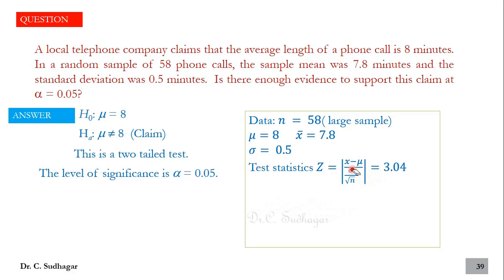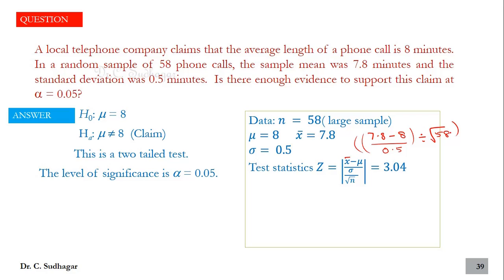Calculate all the values and substitute them here. X bar value is 7.8 minus mu value 8, divided by 0.5. First you complete all this process, then divide it by root of n. What is n? n is 58, divided by root of n. If you are using the calculator, please use this in this order so that you will not have any mistakes.